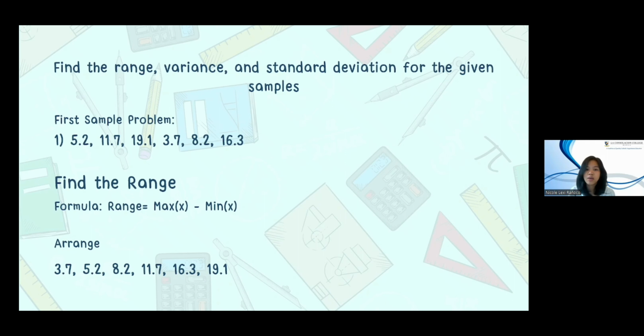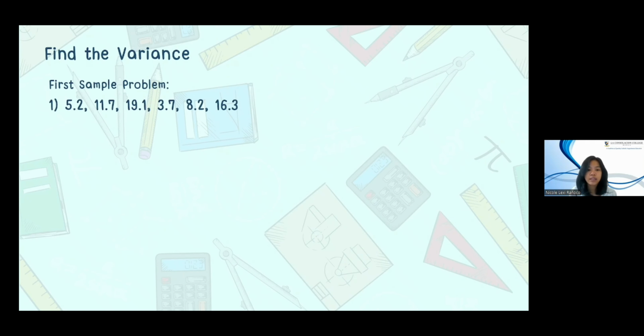Now that we have arranged them, we can see that the highest value is 19.1 and the lowest value is 3.7. To get the range, we would subtract 3.7 from 19.1, which would result in 15.4. Therefore, the range for this dataset is 15.4. How to find the variance?